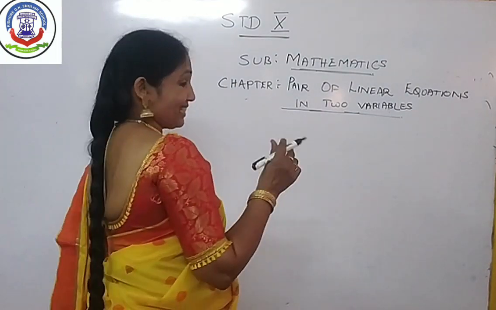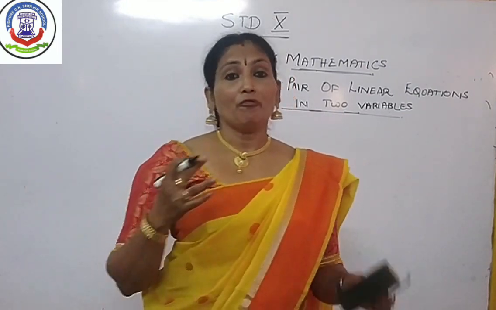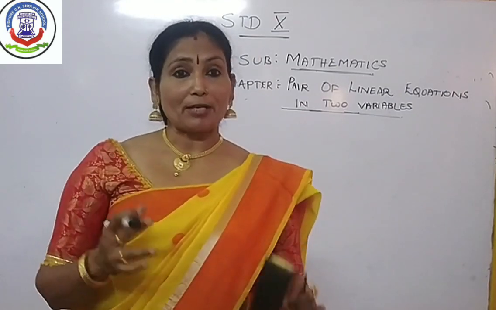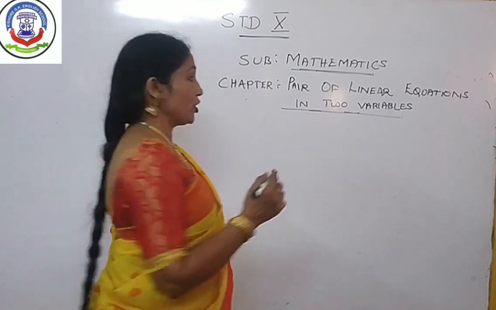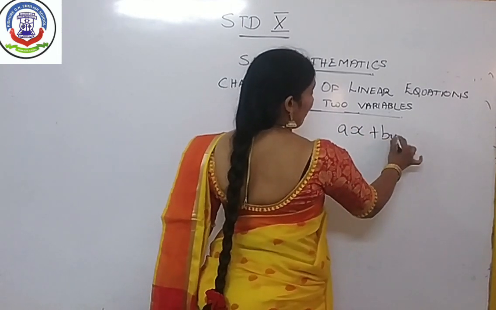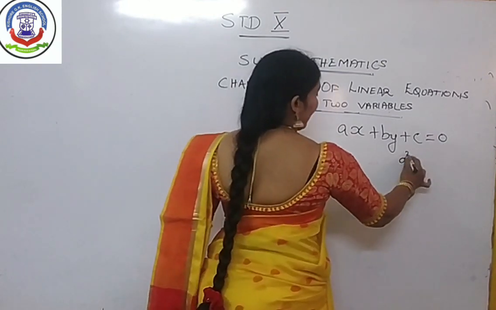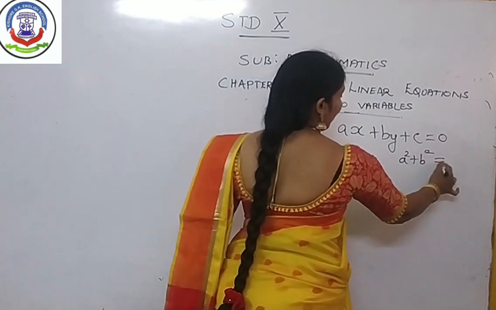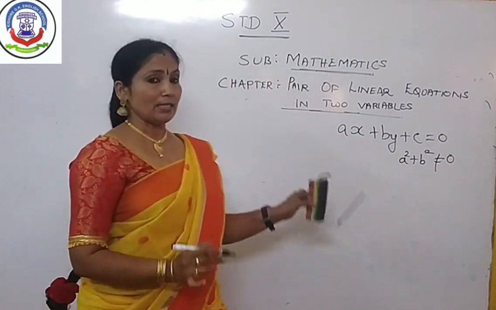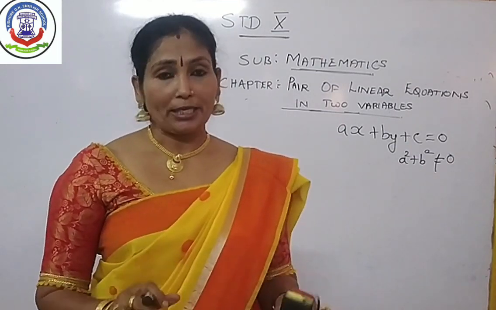Okay. Now let us summarize what we learned yesterday. We learned that a linear equation in two variables is represented by the standard form ax + by + c = 0, such that a square plus b square is not equal to 0. This was the basic standard form of a linear equation in two variables.